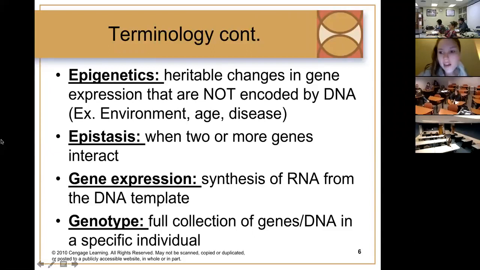So those are some terms to do with the chromosome. These are some other terms that you'll encounter when you're talking about genetics and breeding. Epigenetics is basically heritable changes in gene expression that are not encoded by DNA. It's pretty much anything that changes the way a gene is expressed that's not actually encoded by the DNA. This could be caused by the environment, age, disease, a number of different factors. That's an important term to know. Epistasis is just when two or more genes interact. That's what that interaction is called.